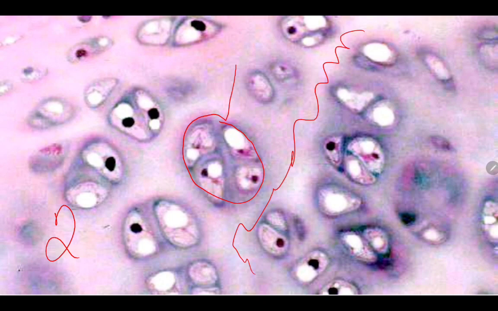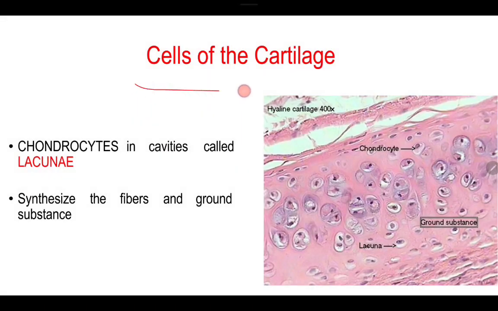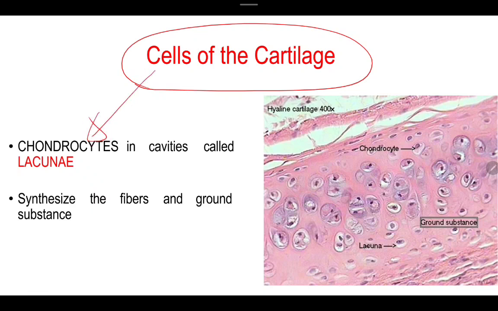Isa-isahin natin yan. Let's start with the cell. The cells of the cartilage are called chondrocyte. So, that chondrocyte are in place. Nakalagay yan sila sa cavity, ang tawag doon is lacuna kapag singular, lacunae kapag plural. So, this is an example of a chondrocyte that is being held in place sa kanyang lacuna. Think of a lacuna as para siyang place kung saan mafi-fit ang isang chondrocyte.